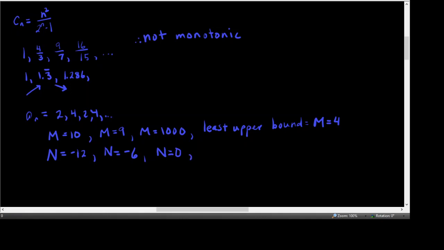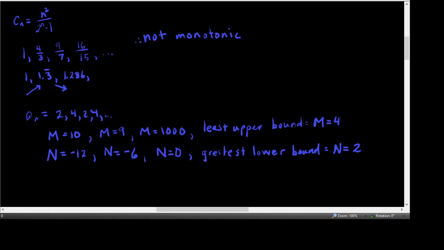Sometimes we're interested in the greatest lower bound. What's the largest number that we can claim is less than or equal to all of the terms of our sequence? So in this particular case, the greatest lower bound is an n value of 2.